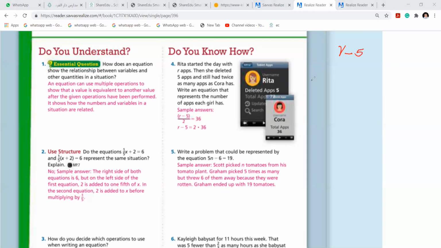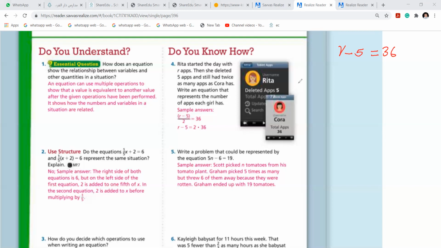And still had twice as many as Cora. Write an equation that represents the number of apps each girl has. Okay. In the question here they gave total apps are how many? Total apps are 36. Okay. Cora has how many? She has 36 apps.